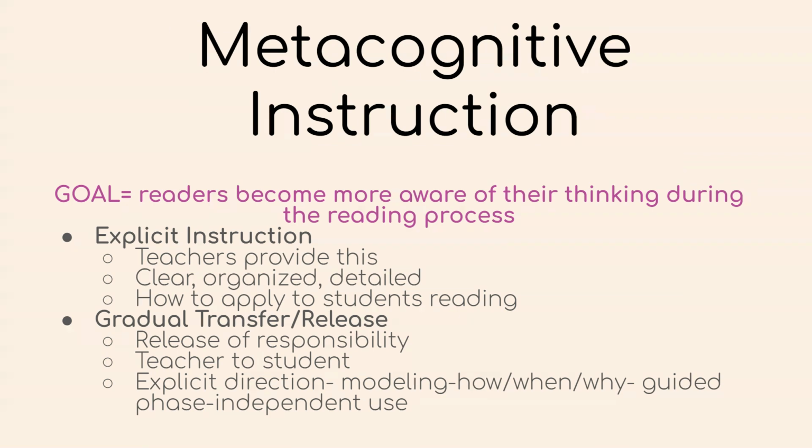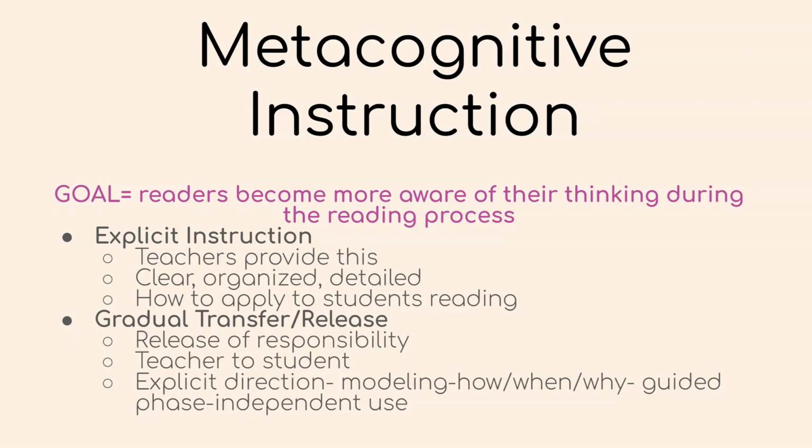The goal of metacognitive instruction is to have readers become more aware of their thinking during the reading process. Teachers can do this by doing two things: providing students with explicit instruction on the metacognitive strategies and gradually transferring or releasing responsibility. When it comes to explicit instruction, it is important for teachers to provide clear, organized details about the strategy. In addition, teachers should model the strategy, showing students when to use the strategy, how to use the strategy, and why the strategy is used.